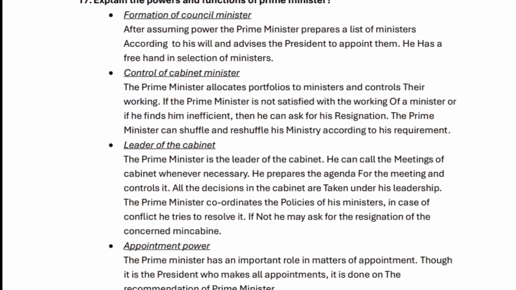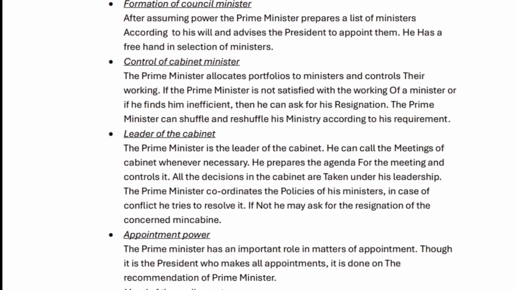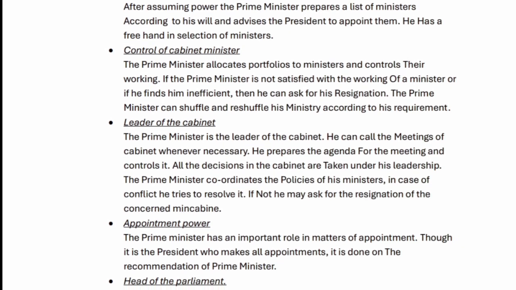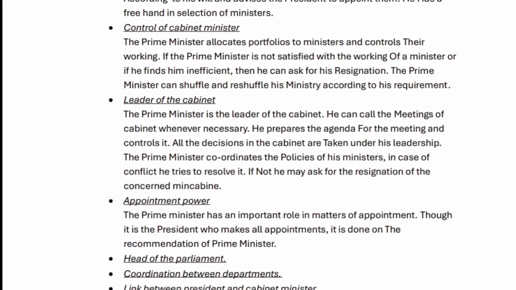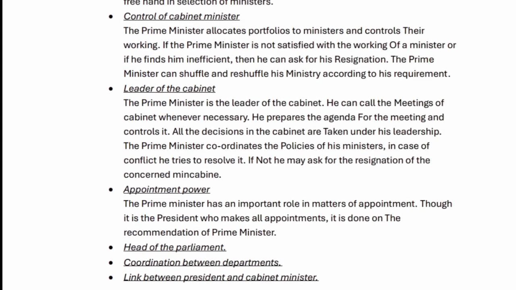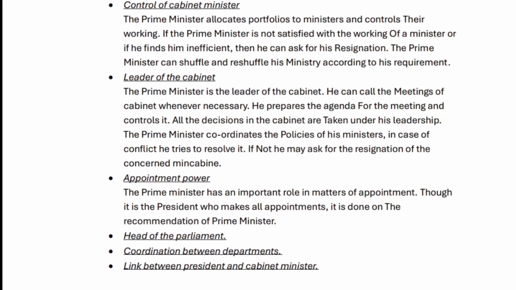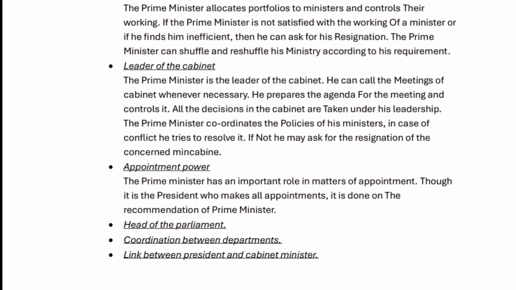Leader of the Cabinet: the Prime Minister is the leader of the Cabinet. He can call the meetings of the Cabinet whenever necessary. He prepares the agenda for the meeting and controls it. All the decisions in the Cabinet are taken under his leadership. The Prime Minister coordinates the policies of his ministers. In case of conflict, he tries to resolve it. If not, he may ask for the resignation of the concerned minister. Appointment power: the Prime Minister has an important role in matters of appointment.